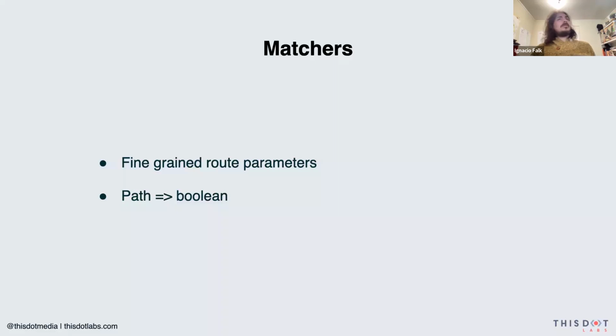Matchers, as I said, are functions that take a path and return a Boolean. You can do whatever you want with it, but just have on the router a parameter and a matcher that will decide if it should be handled or not by this route.